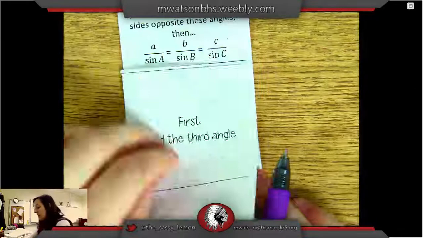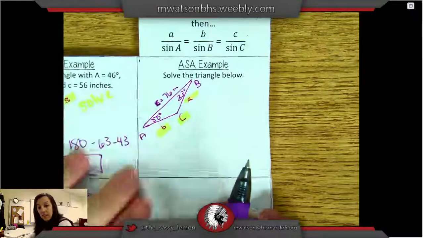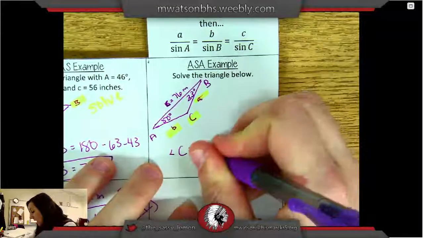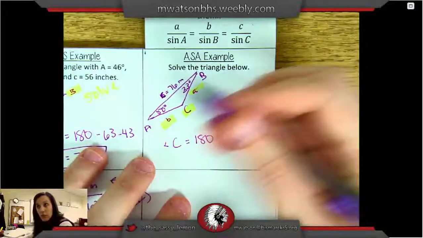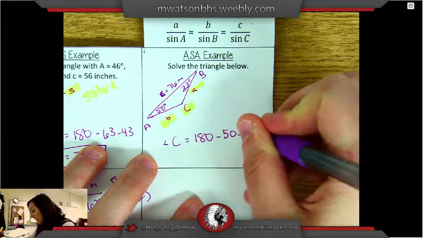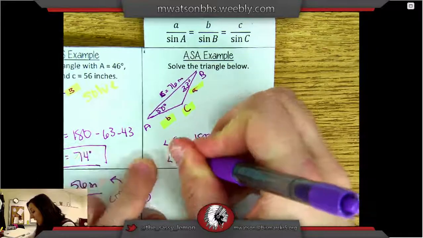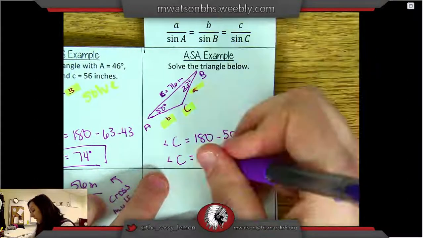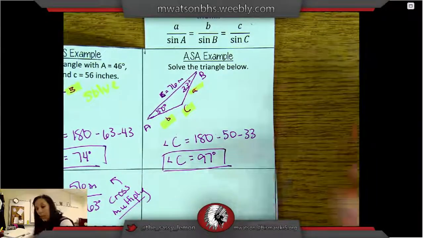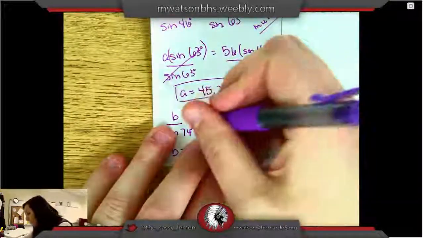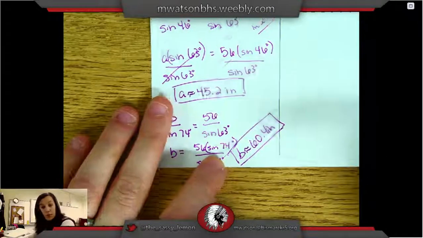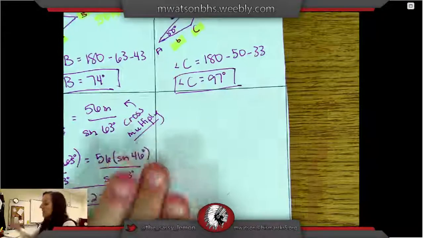So step 1, find the third angle. That's the easiest thing to find since we have two angles. Angle C is going to equal 180, since that's how many degrees are in a triangle, minus 50 and minus 33. So angle C equals 97 degrees. Oh my gosh, I just realized in these past examples, I should have put approximately because we rounded. I wouldn't have got 100. Alright, so there's our C.